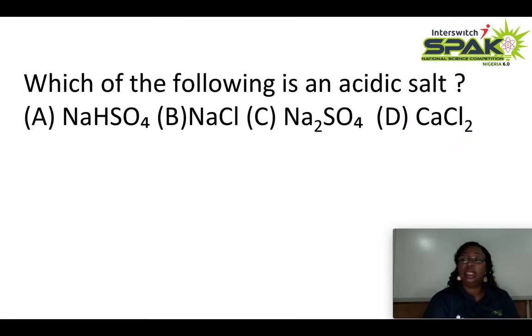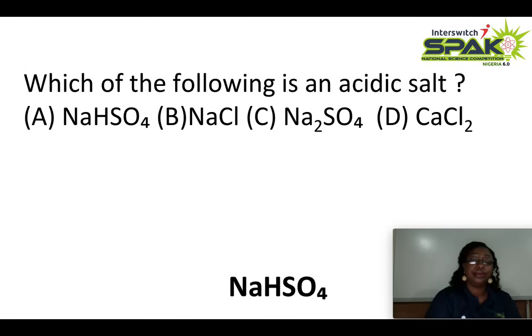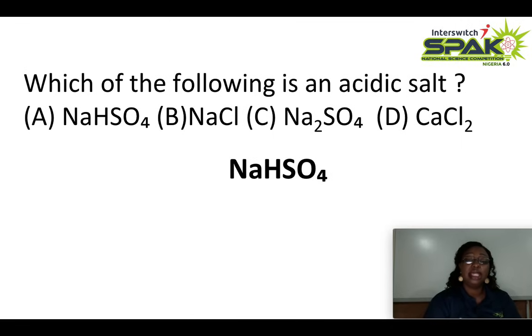Which of the following is an acidic salt? We have types of salts. We have normal salt, acidic salt, basic salt, complex salt, and double salt. Now, which one is an acidic salt? Let's see the answer before we look at the other options. The answer is sodium hydrogen tetraoxosulfate 6.